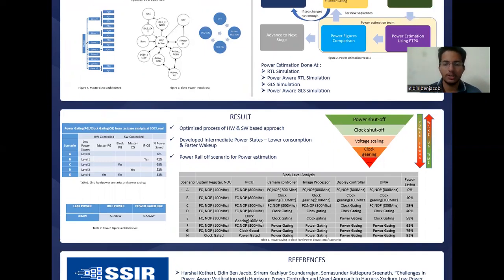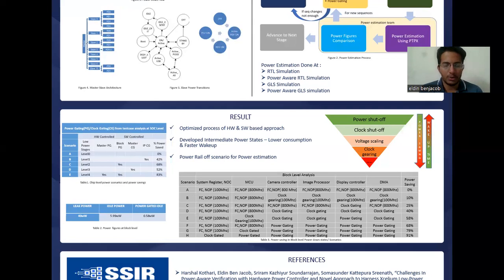Now we'll be discussing the results. The power reduction processes can be done either by a hardware approach or a software approach. In the hardware approach, each block individually has different power states that have to be programmed as part of the RTL itself, and this has different newly generated wires to indicate the transition towards and also the wake up from the power state.